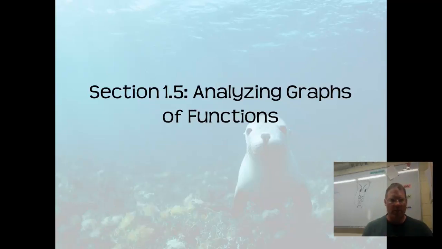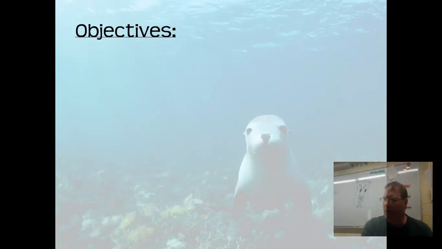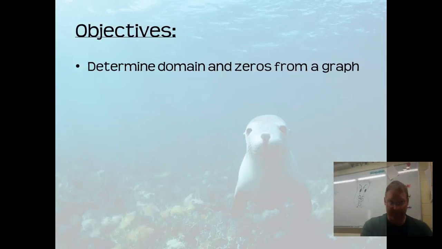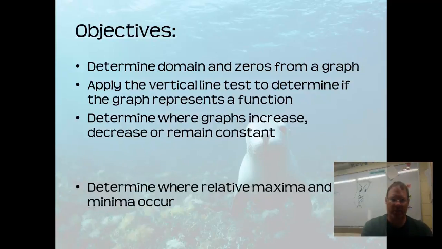Alright, section 1.5 is broken up into 5 different parts. And what we're going to be doing is analyzing graphs of functions, which is going to involve a bunch of little small things. Okay, so what we're going to worry about in this first video is being able to determine the domain and the zeros from a graph. And I don't have it written down there, but we're also going to be working with the range of a graph.